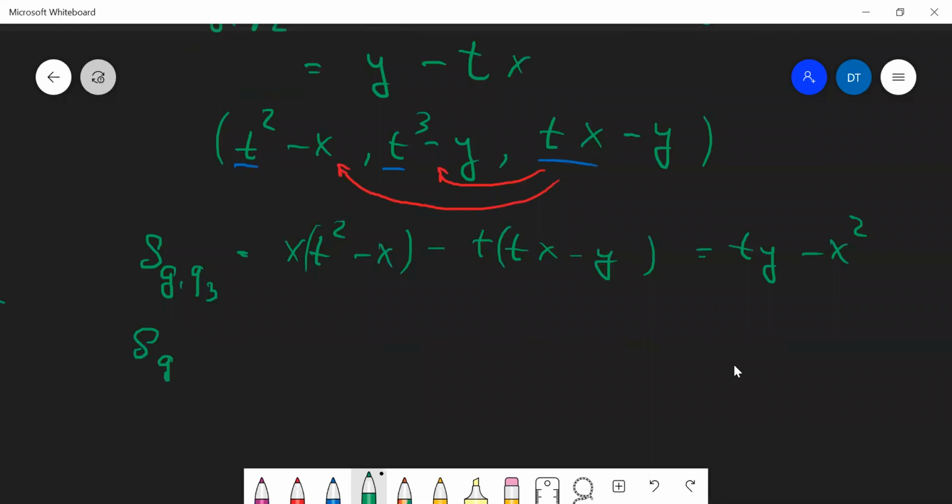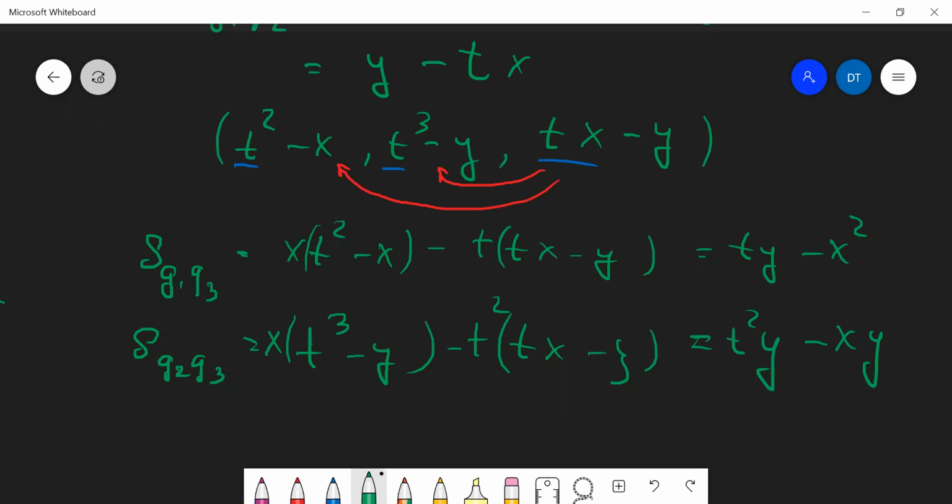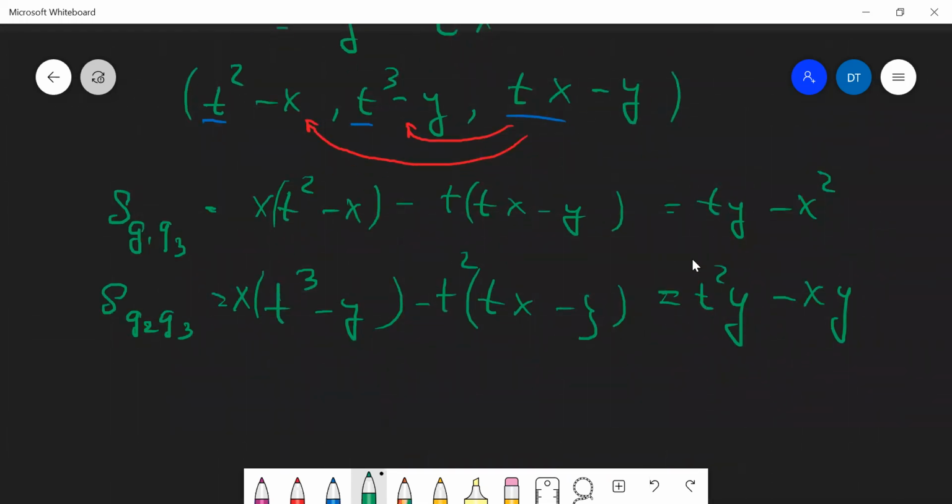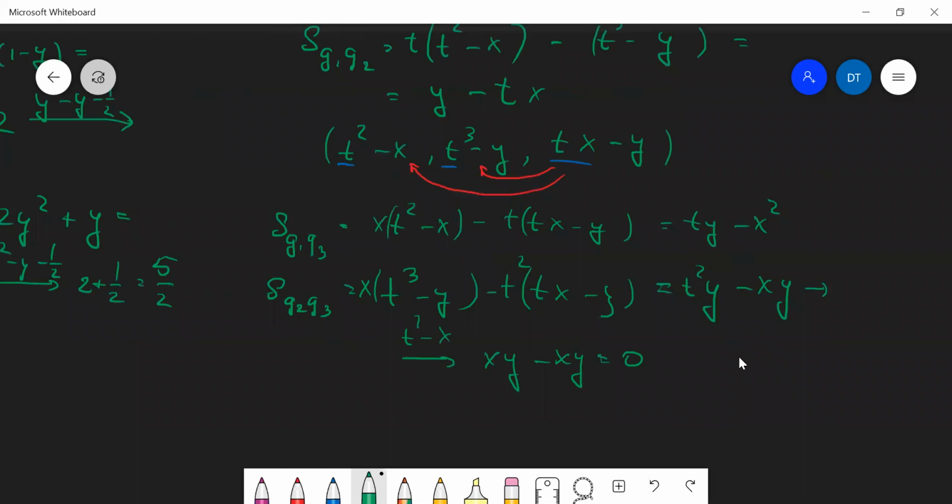And if you compute g2, g3, you will get t cubed minus y, and here tx minus y, and you multiply it by x, and you multiply it by t squared, and subtract. And the result will be t squared y minus xy. But now you can reduce the first polynomial. If you reduce it by t squared minus x, you just simply replace t squared by x and you will get xy minus xy and you will get zero. Okay, so only one S polynomial should be added on the next step.